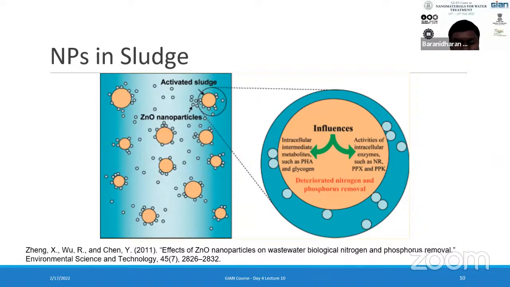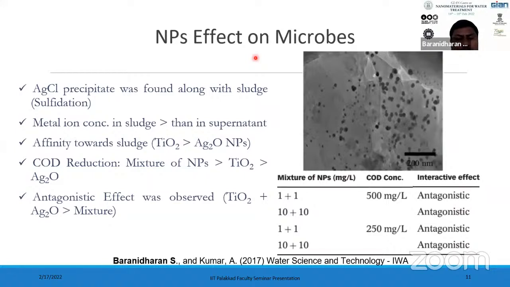Moving on, this is one study that was carried out by myself, where we looked into what happens with metal oxide nanoparticles when they are exposed to the sludge. Two different nanoparticles were taken, silver oxide and titanium dioxide, and a mixture of these two was also looked into. Because wastewater doesn't have any single nanoparticle coming into the stream, we used two different concentrations, 1 and 10 milligram per liter, which are realistic concentrations in the sludge, so you can see the interference of these nanoparticles on any parameters you are about to look at.